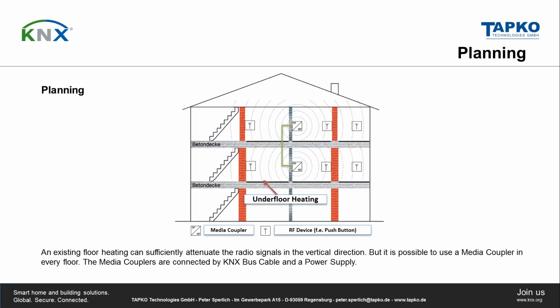So this is what I was talking about before. When you have an underfloor heating, for example, it's usually not possible to get the radio signal from one floor to the other floor. So it is possible to have a media coupler or a repeater when you have many devices on one floor, or you have a big distance. So you use a repeater on one floor, and through the floors, through the concrete, you need to have, for example, another media coupler, and the media couplers are connected by the bus wire, you know, the TP wire, and you need to have a power supply. You can usually program it also, I will show you later on, through KNX RF with a USB stick, or you can program it from the TP side with a USB TP interface.